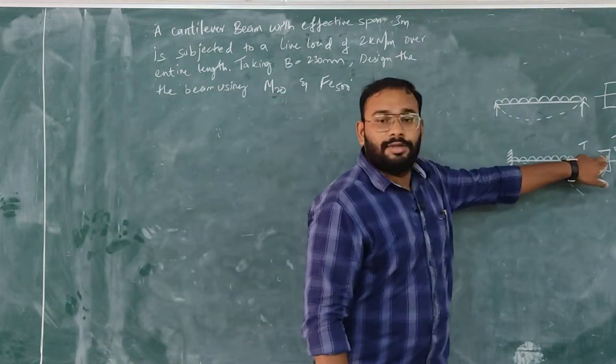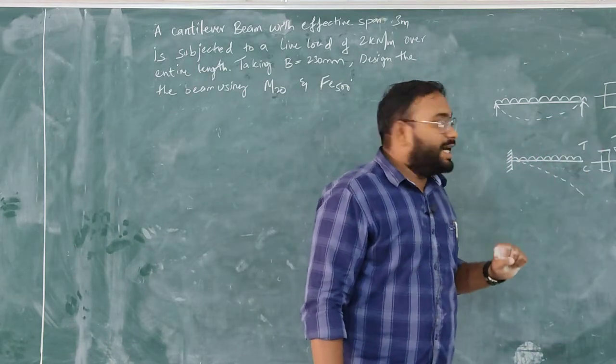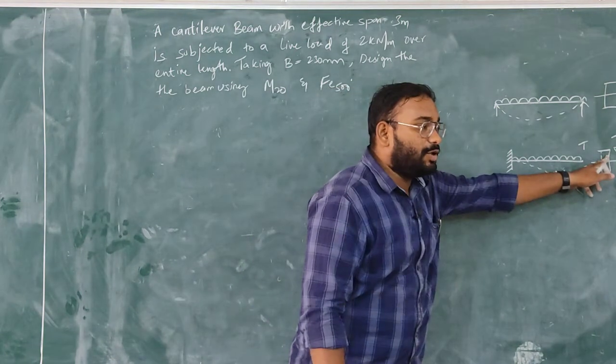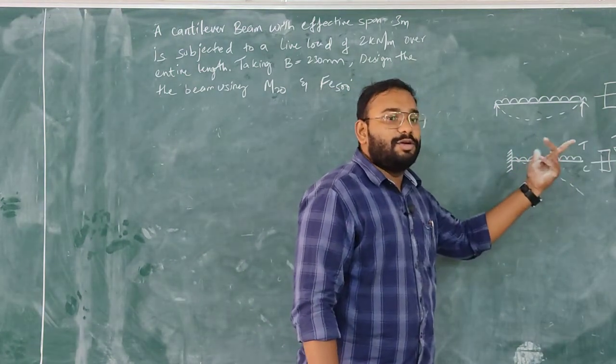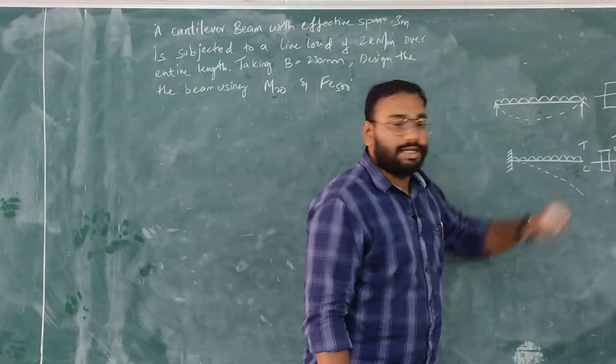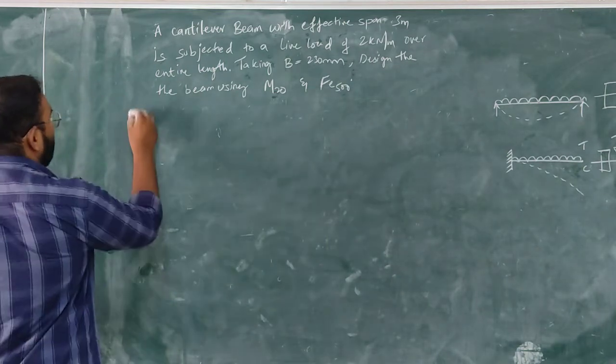Now where do you think you require reinforcement in the case of a cantilever beam? Top portion, because you need to provide reinforcement in the tension zone. Concrete is weak in tension. For a cantilever beam, the tension zone is at the top, so you need to provide reinforcement bars here. Now, we'll solve this problem.